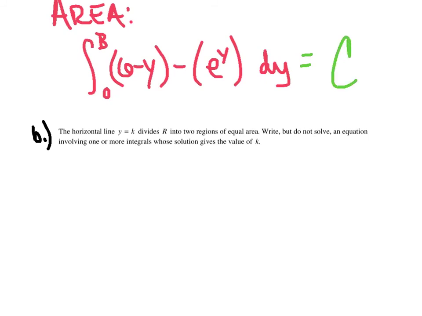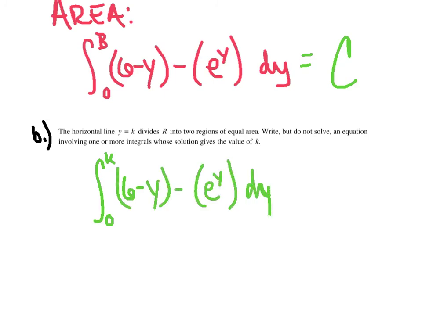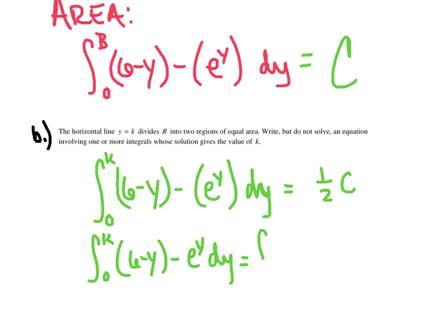So now what I could do for part B here is integrate from 0 up to k of that same region, right minus left, and set that equal to 1/2 of C. Or the other option is to integrate from 0 to k and set that equal to the integral from k to B. Same region. And this would also earn you full credit on a question like that.